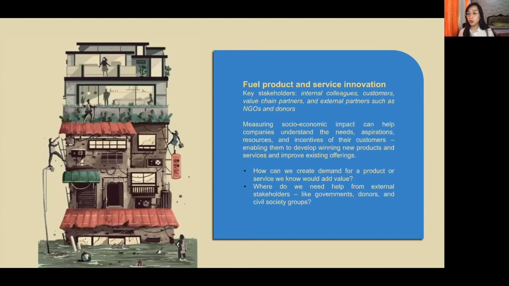Okay. Measuring your socioeconomic impact can help companies understand the type of needs, the aspirations, the resources, and incentives of their customers. Now, this enables them to develop winning new products and services and improve existing offerings. Okay? Kapag mali yung mismong target market mo, mahihirapan kang i-identify kung tama ba yung product na in-offer mo sa kanila.